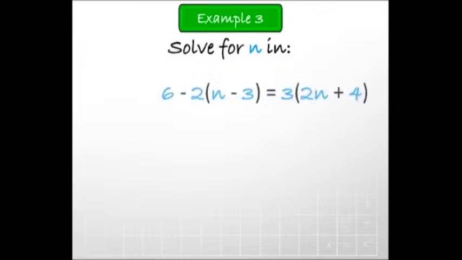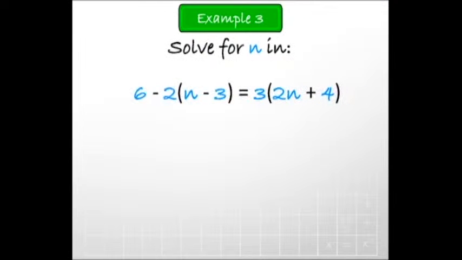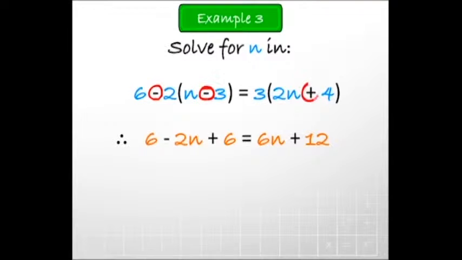Solve for n in 6 minus 2 times n minus 3 equals 3 times 2n plus 4. So again, we distribute the minus 2 into the brackets and the 3 into the brackets. This gives us 6 minus 2n plus 6 equals 6n plus 12. Please watch the signs when you distribute.